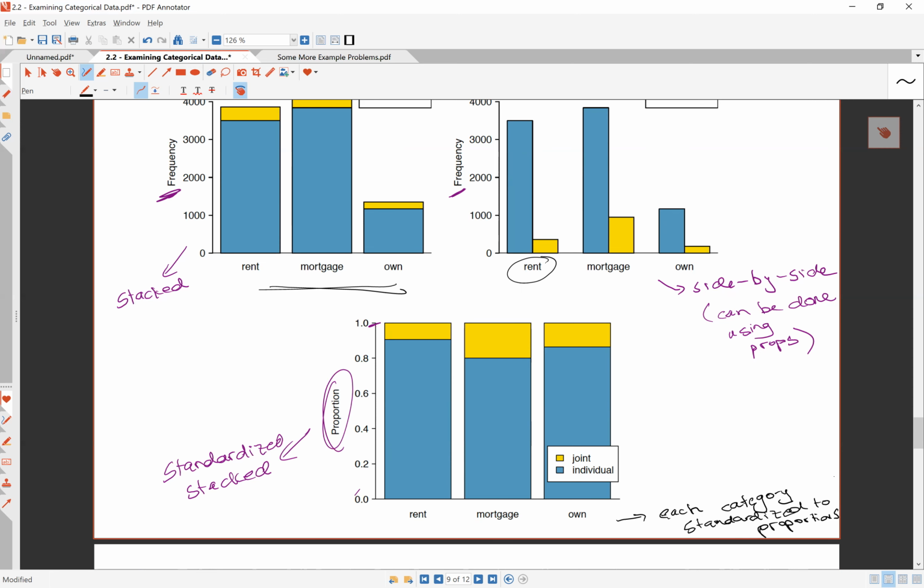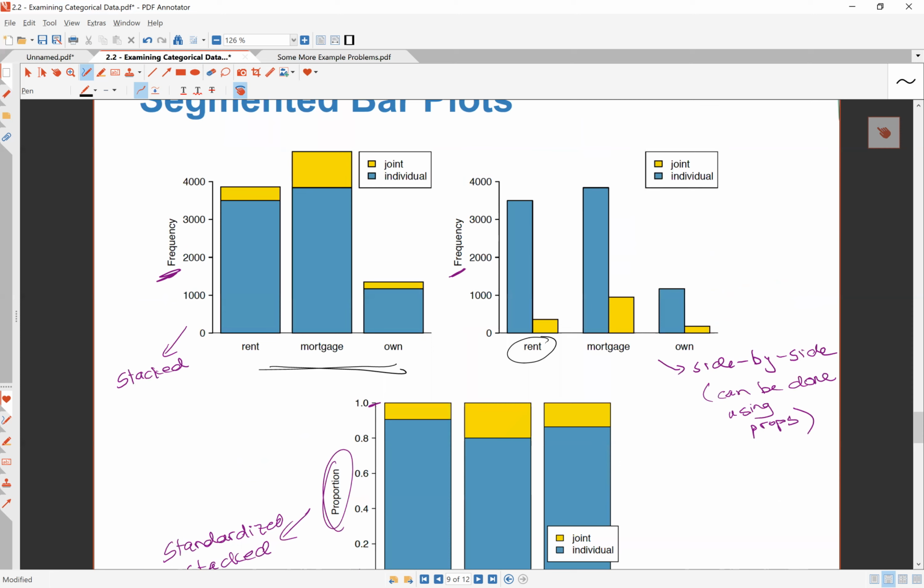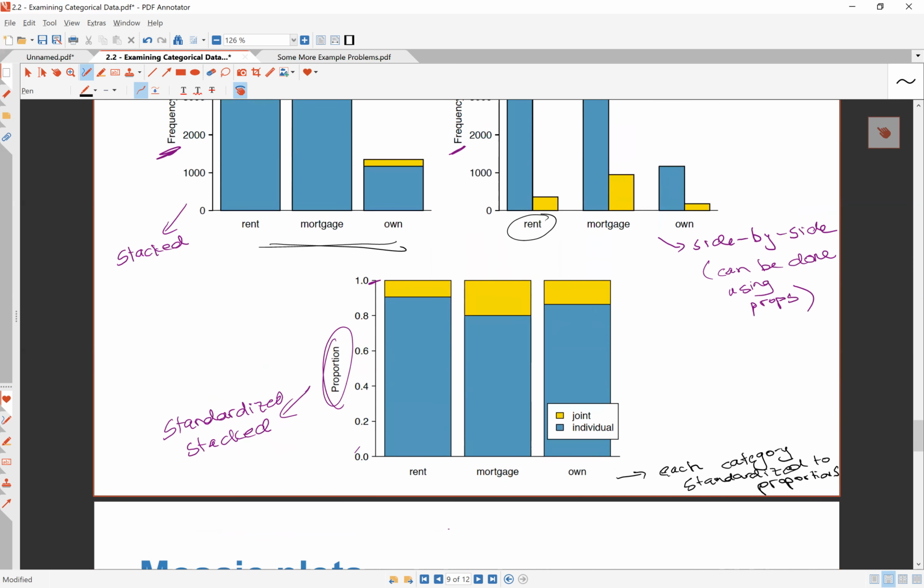In the first one, the stacking really doesn't contribute any information. You can just see the relative importance of whether someone rents or has a mortgage or owns. The subdivision doesn't add any information. The second plot, the standardized one at the bottom, now you no longer have the relative information of how many people have a mortgage versus how many people own, but you can compare the subcategories.